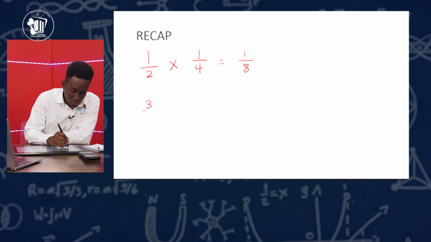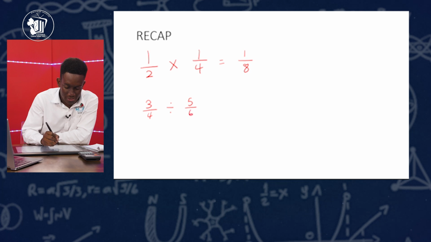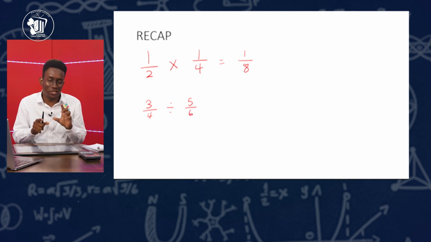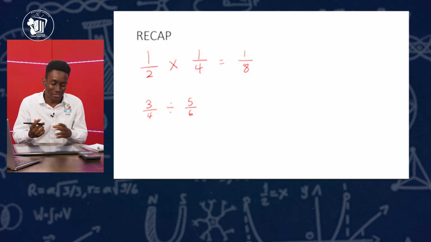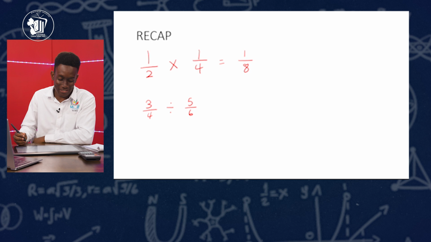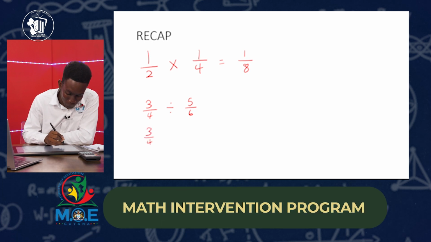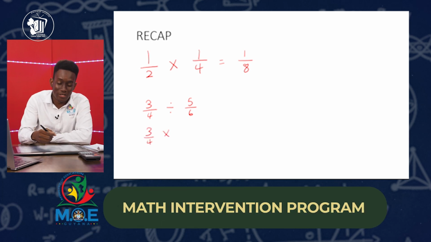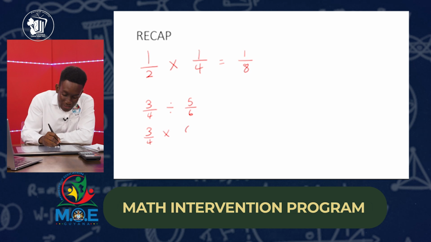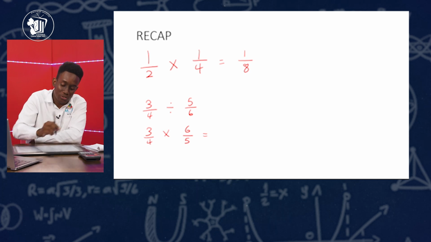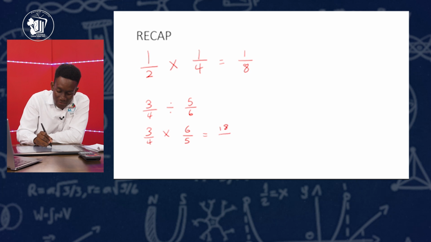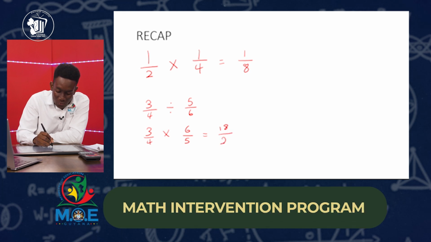Next example, 3 over 4 divided by 5 over 6. We have to, 1, change the division sign to a multiplication sign, and 2, flip the divisor fraction, upturn it. So 3 over 4 divided by 5 over 6 will be 3 over 4 multiplied by, and we flip the divisor fraction, 6 over 5. And just like with multiplication, multiply the top by the top and the bottom by the bottom. So 3 times 6 would be 18, divided by 4 times 5 would be 20.